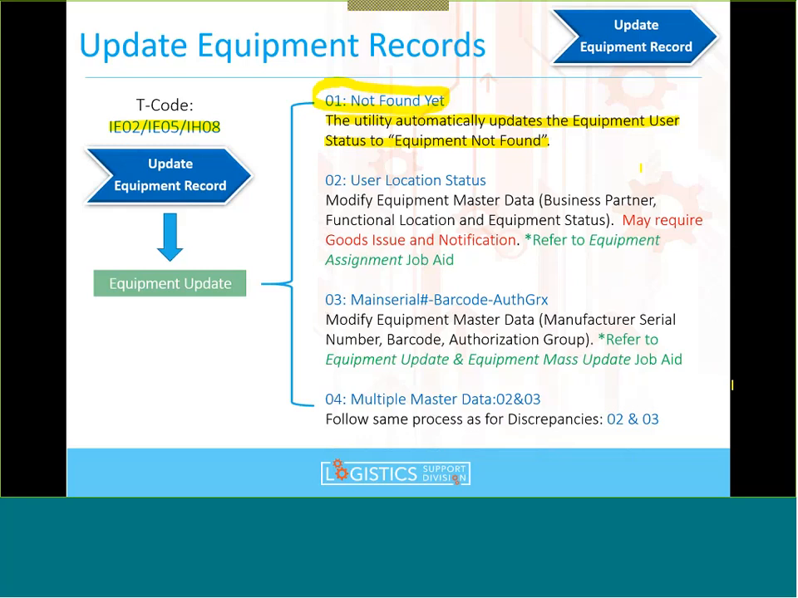And once he has determined that it's actually lost and he can't find it, then he'll have to initiate the write-off process. If he does end up finding it, then he'll have to update the equipment status from equipment not found to assigned, if the equipment is assigned to someone, or bring it into stock if it's just sitting idle.